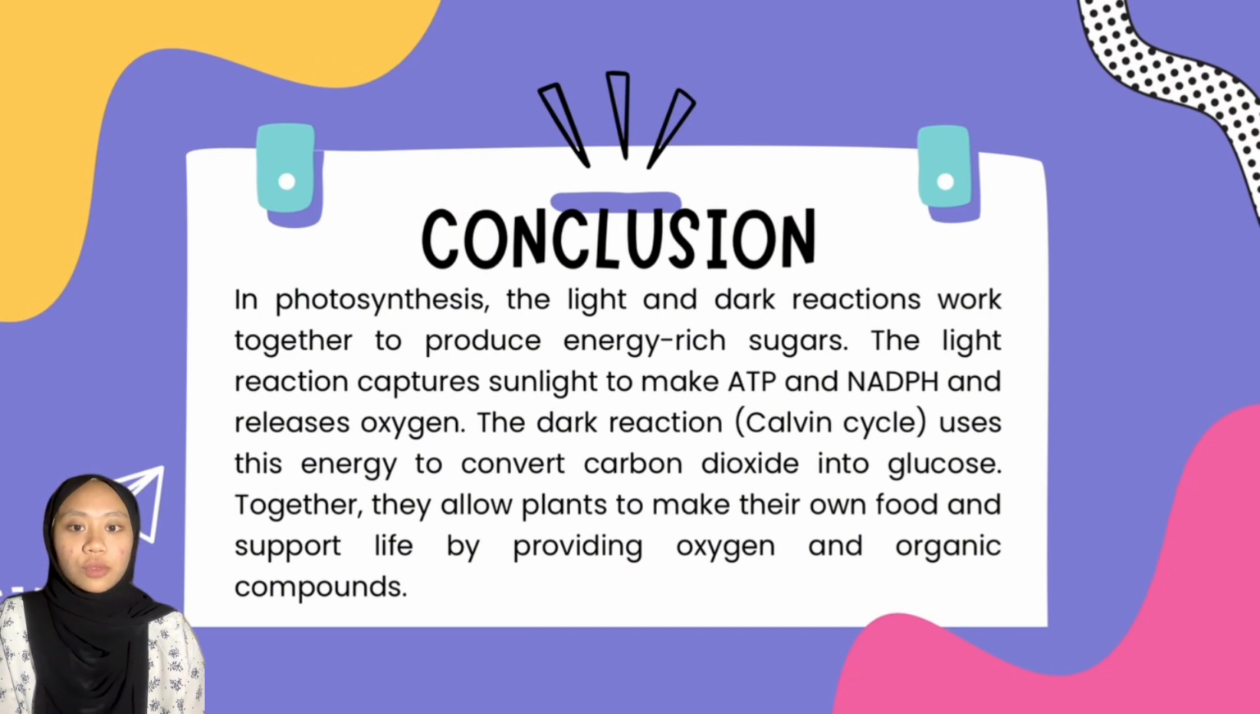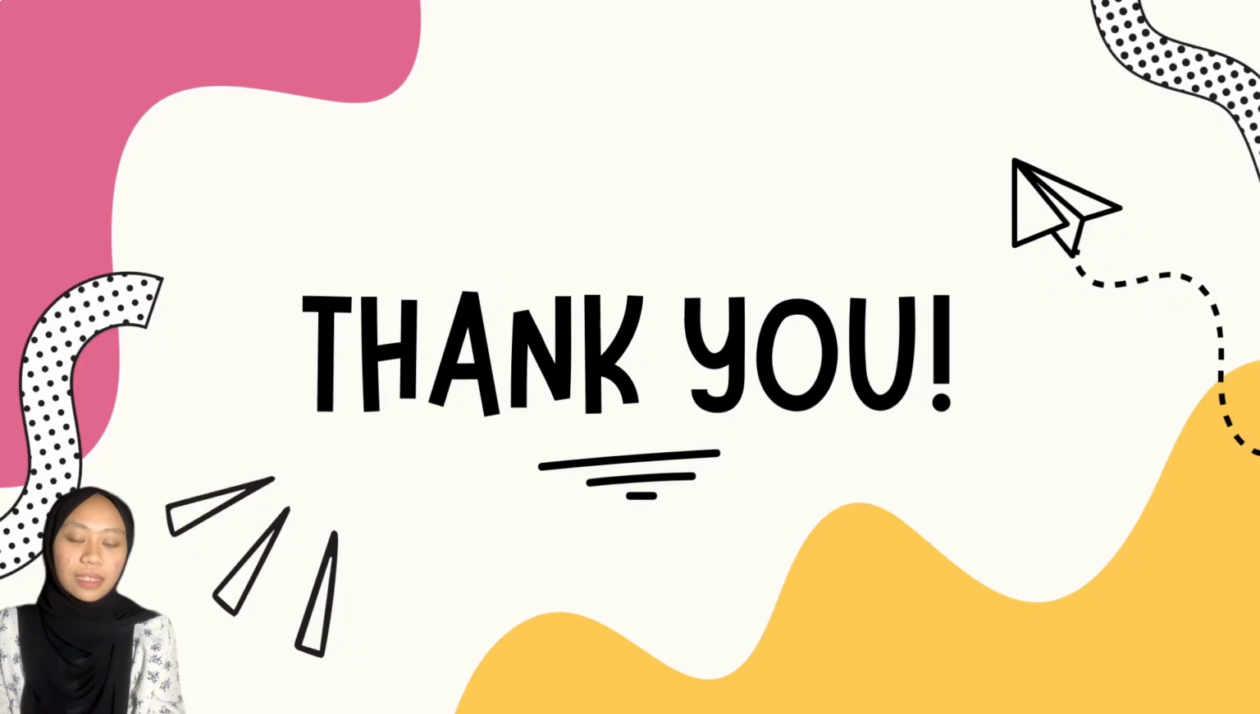Together, these two stages enable plants to transform light energy into chemical energy, supporting life on Earth by producing food and oxygen.